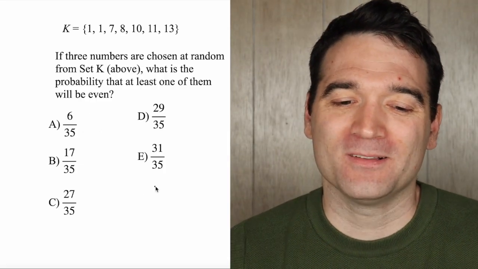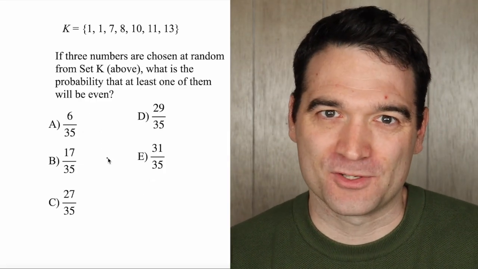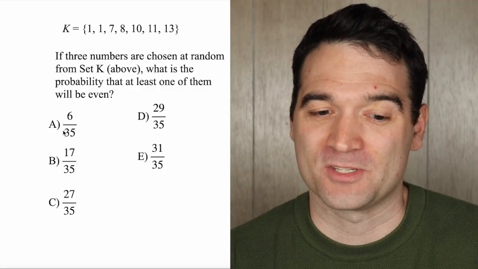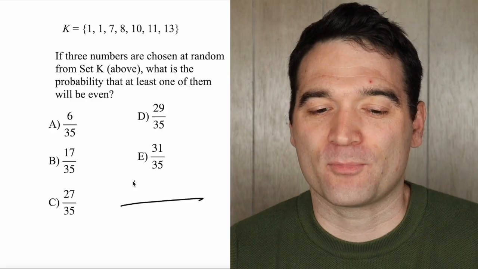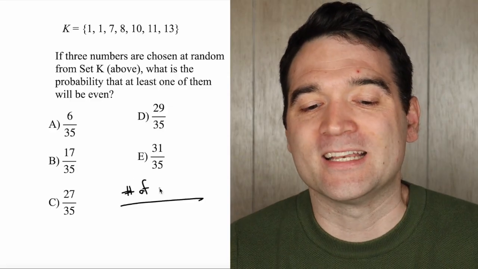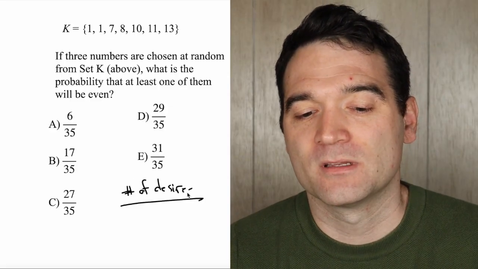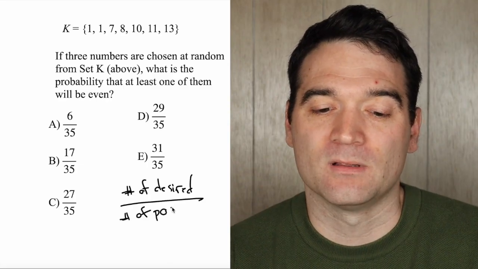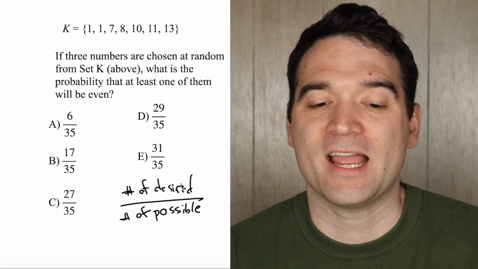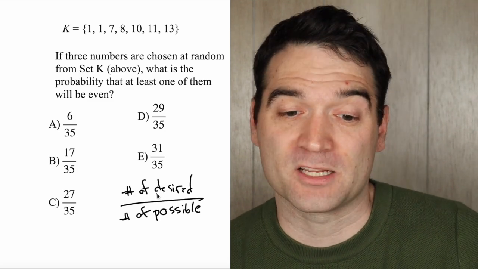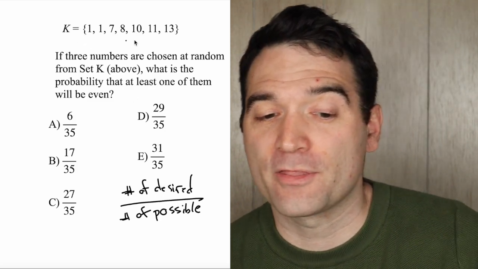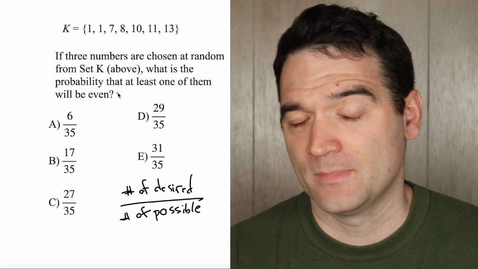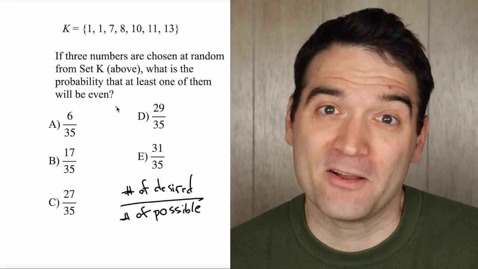All right. Well, let's remind ourselves how we define probability. What is probability? And you can see from all of these answer options that it's a fraction. We could say that probability is the number of desired outcomes divided by the number of possible outcomes, right? Number of desired divided by the number of possible. So if I'm going to pick three numbers from this list and I have 7 numbers to choose from, how many possible outcomes are there?